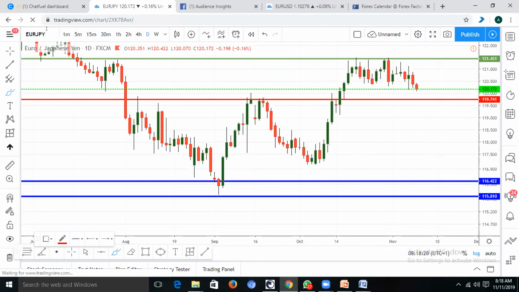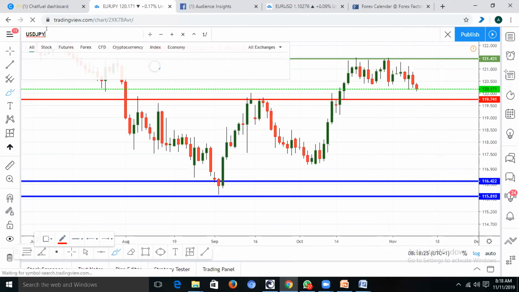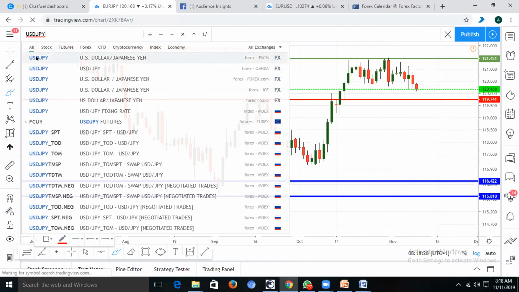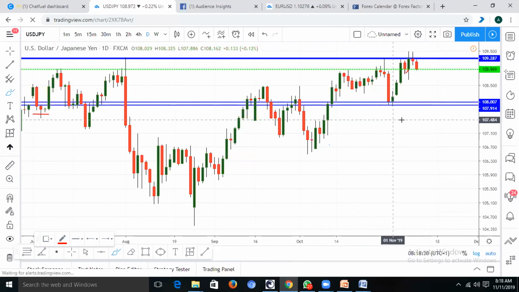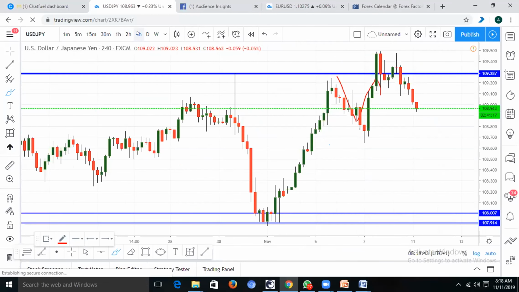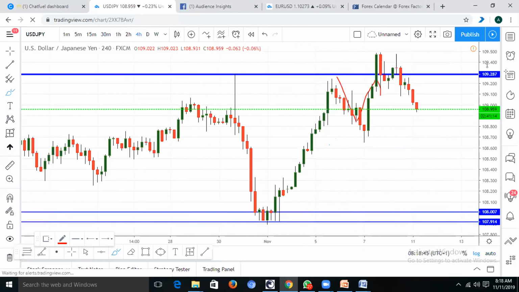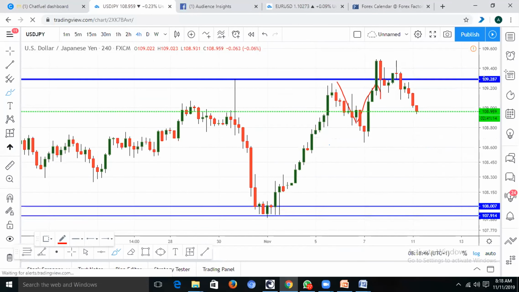So let's look at USD JPY. Okay, USD JPY is a sell. Let's look at a smaller time frame. It's a sell that is going very, very well on the 4-hour time frame. So did we sell this market? It's a sell.